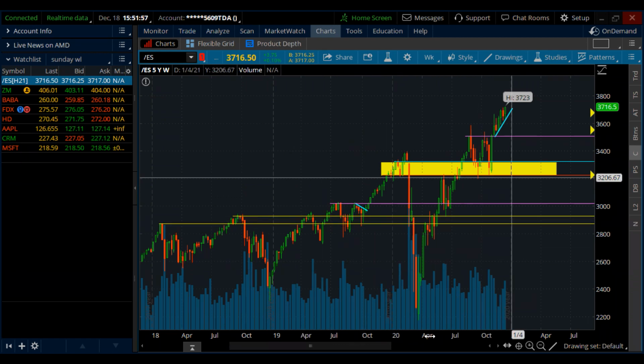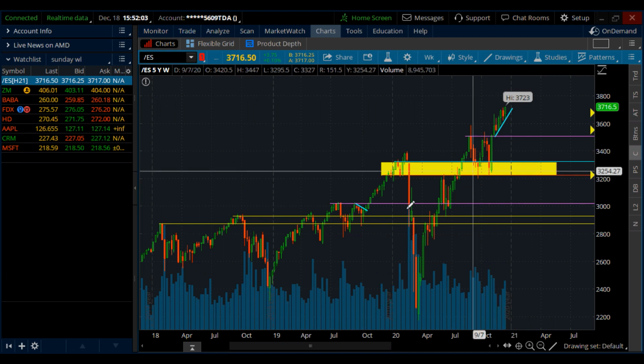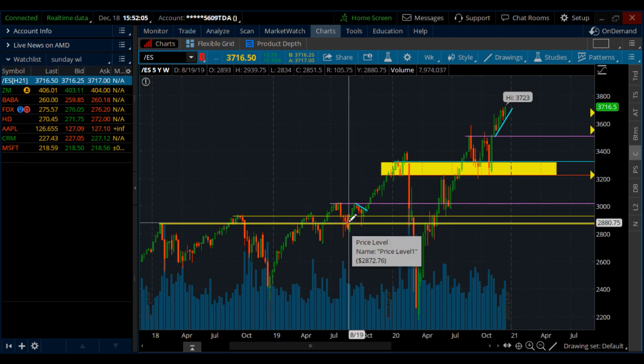Until we break this demand zone, then I'll start looking at something. But other than that, it's just cool to understand how the price action is working, especially on these larger time frames, because the larger time frames give you a bigger picture of what the supply and demand zone is.